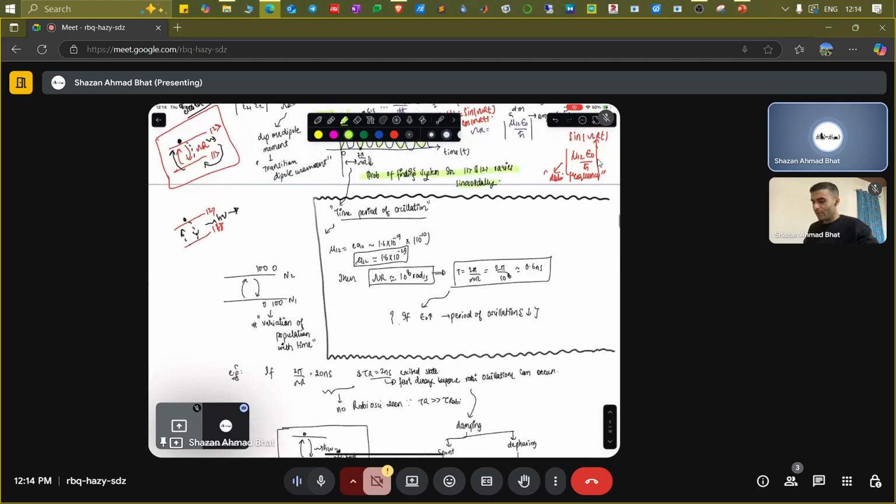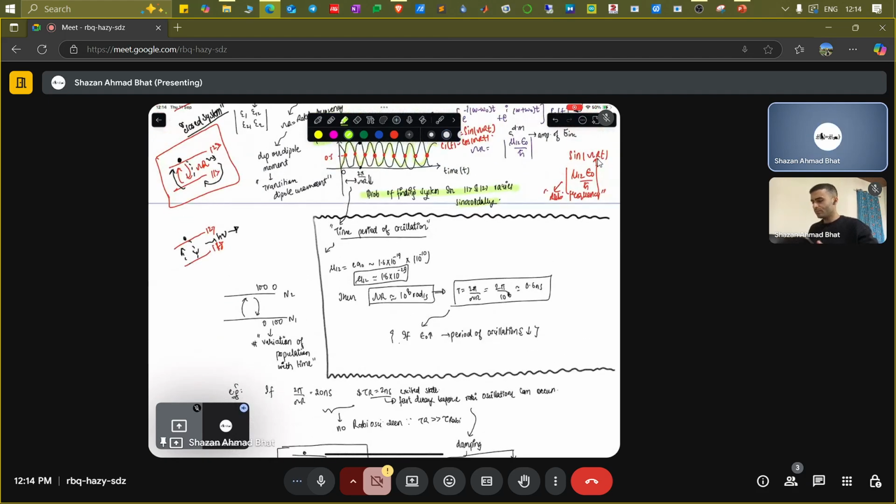Now, if you want to find the time period of oscillation, it will be the inverse of the Rabi frequency. So it will be around something like h bar divided by mu12 epsilon naught. Mu12 is basically the dipole moment, and you know the dipole moment is charge times the distance between the two species.